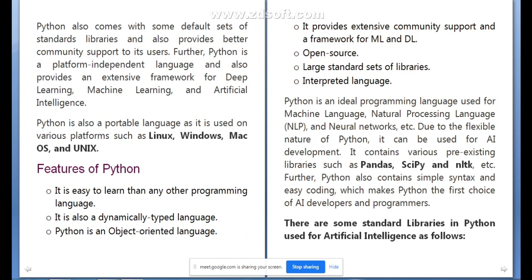सो जो फ्रेमवर्क है, that particular framework we are going to use in artificial intelligence. It has community support for the framework which is being used for machine learning and deep learning. Also Python is an open source language, it has a large standard set of libraries and is an interpreted language. So Python is an ideal programming language that is used for machine learning and natural language processing.